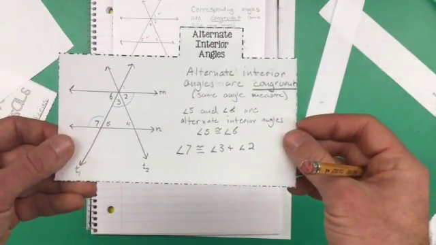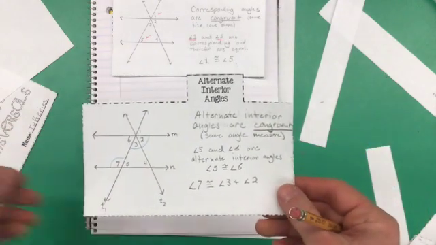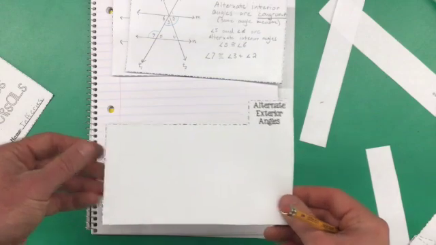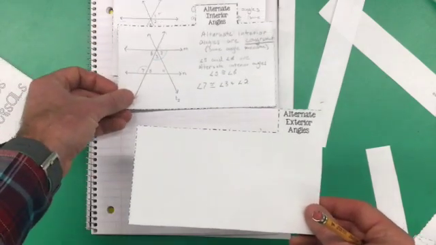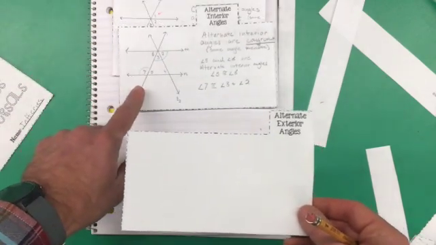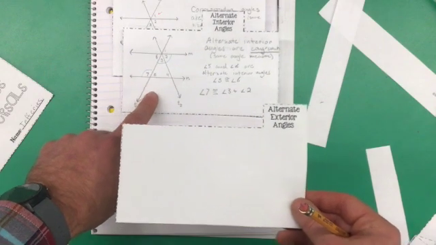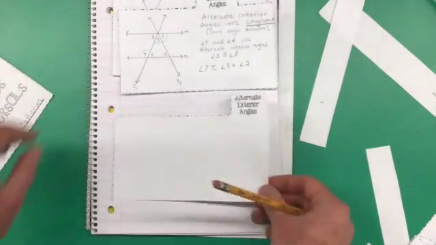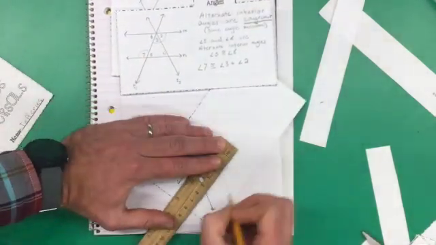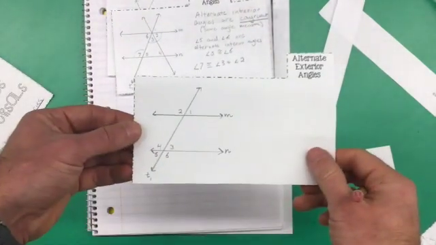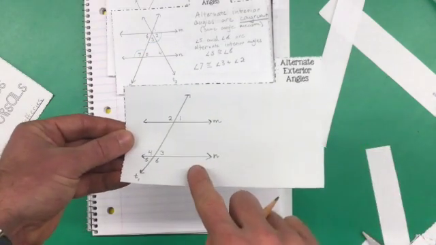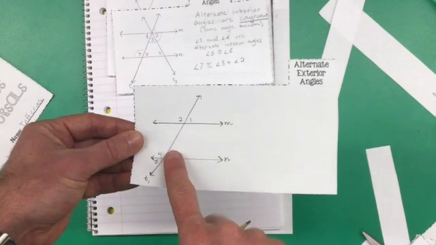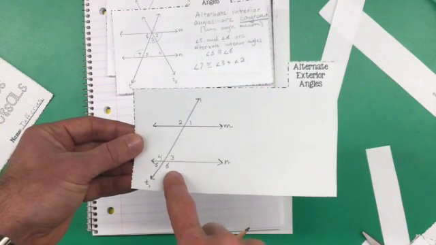All right, pretty cool. Let's move on to the next one. For the next one, we're going to be talking about alternate exterior angles. So again, let's go ahead here and we are going to make this diagram, but actually we're going to make it a little bit different this time. We took out transversal 2. So we've got angles 1, 2, 3, 4, 5, and 6.